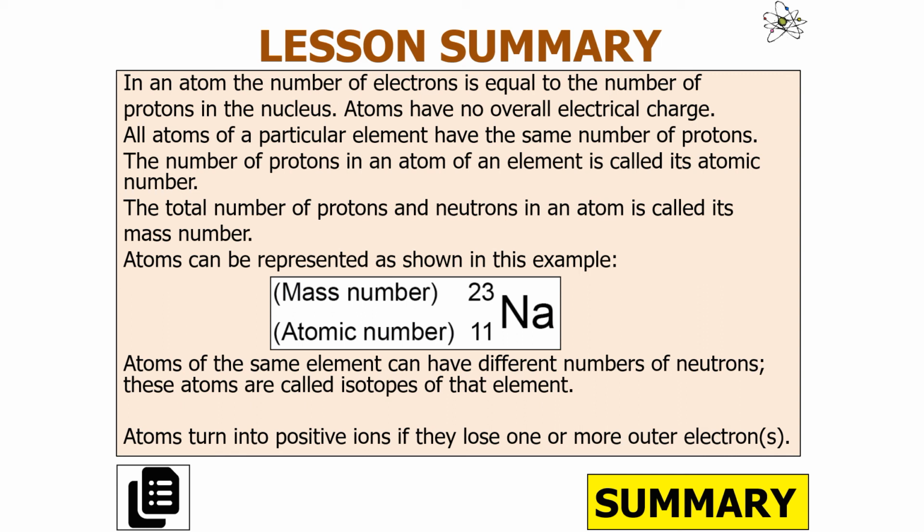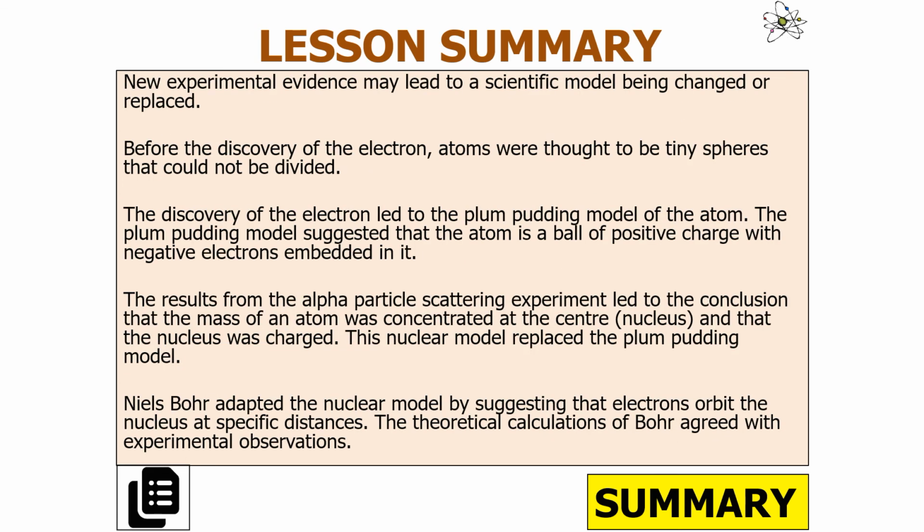Now, atoms of the same element can have the same number of protons but a different number of neutrons, and they are called isotopes. Now, atoms can turn to a positive ion if they lose one or more outer electrons. Now, new experimental evidence can lead to a scientific model being changed or replaced. So before the discovery of the electron, atoms were thought to be tiny spheres that could not be divided. The discovery of the electron led to the plum pudding model of the atom.